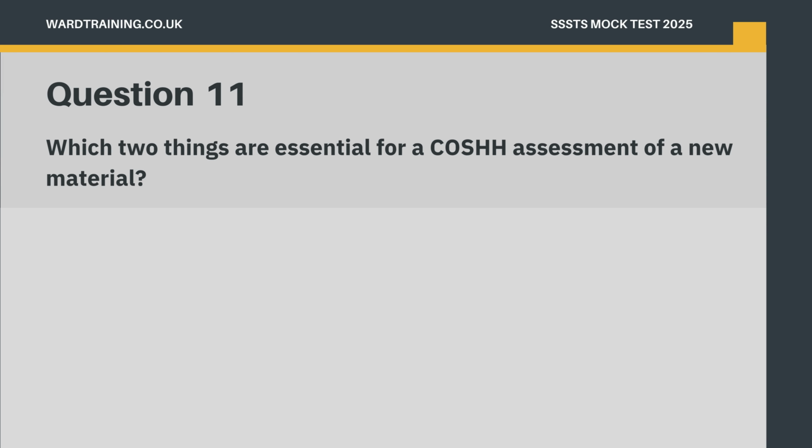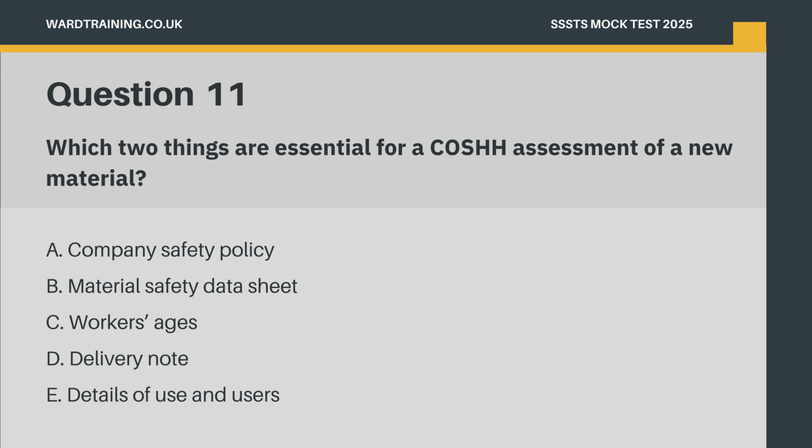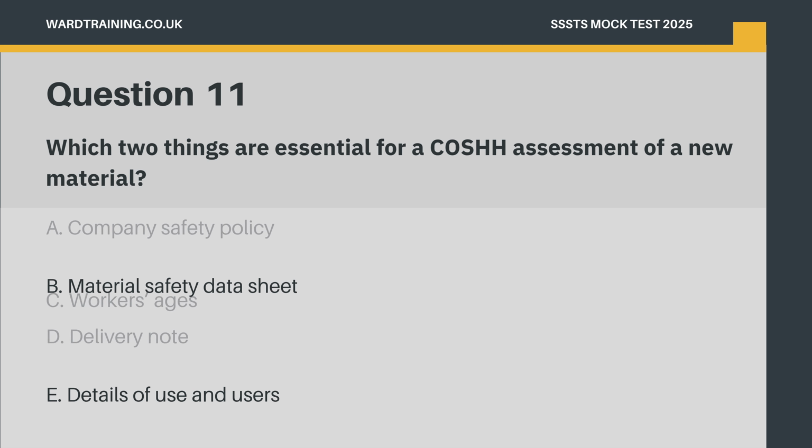Question 11. Which 2 things are essential for a COSHH assessment of a new material? A. Company safety policy. B. Material safety data sheet. C. Workers' ages. D. Delivery note. E. Details of use and users. Answer. B and E. Material safety data sheet and details of use and users.